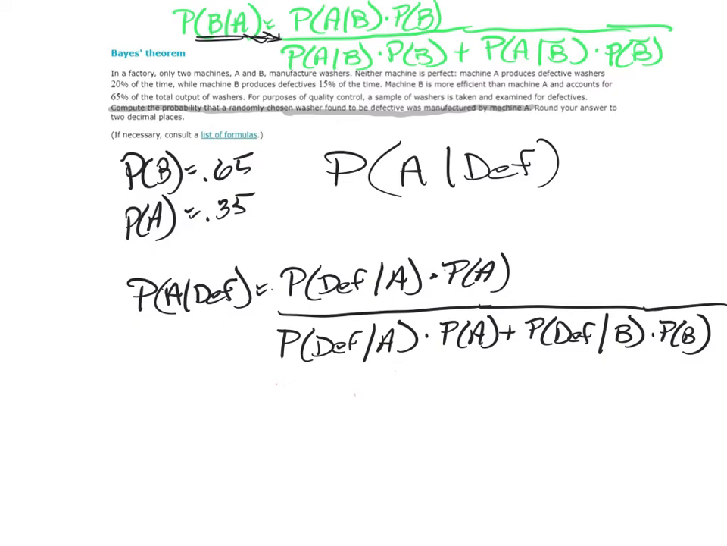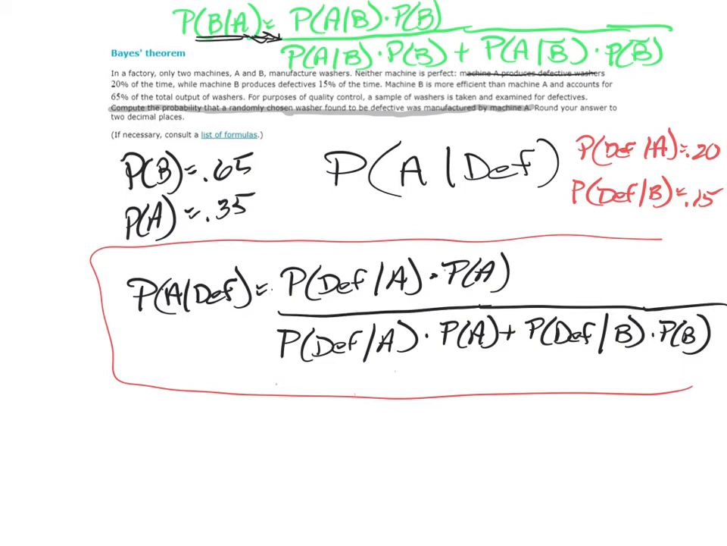And if I go back and read up here, it says a machine produces defective washers 20% of the time. Oh, that's A, machine A produces, so the probability, and I'll put that in red over here, 20% of the time, if it's given that it's coming from A, it's defective 20% of the time, and given it's coming from B, it's defective, what's that, 15% of the time. So, I think I've got everything I need to plug into this formula right here.